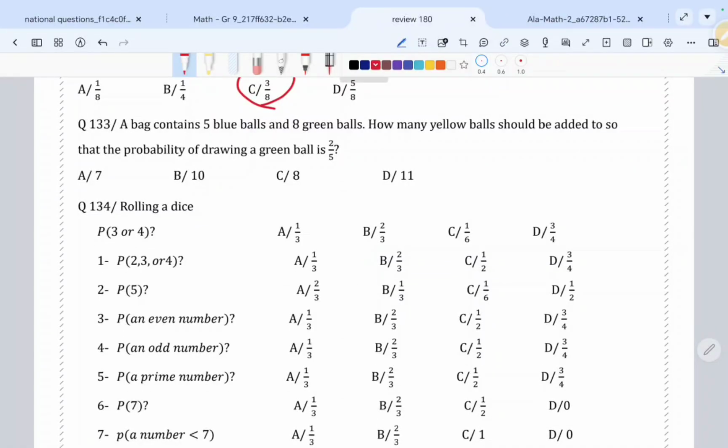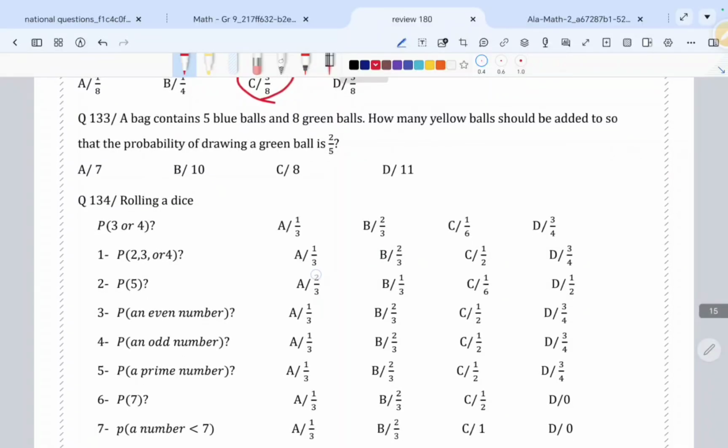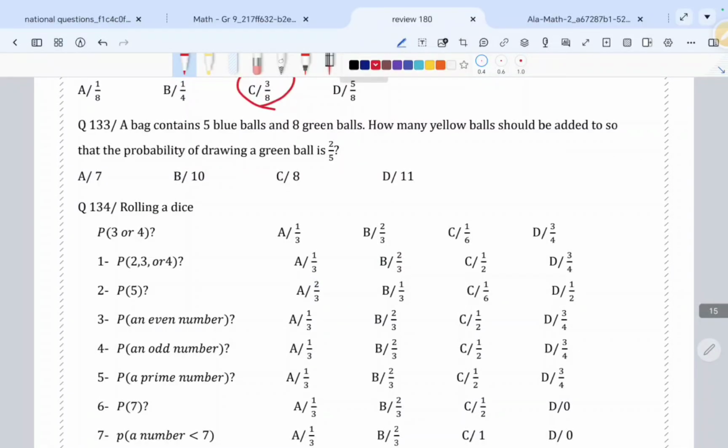A bag contains 5 blue balls and 8 green balls. How many yellow balls should be added so that the probability of drawing a green ball is 2 out of 5? We will say 2 out of 5 is equal to, we have green. Green is what? 8. So we will write 8 on the top. Then 8 plus 5 equals 13. 13 plus what? Plus x. You have to find the yellow balls.